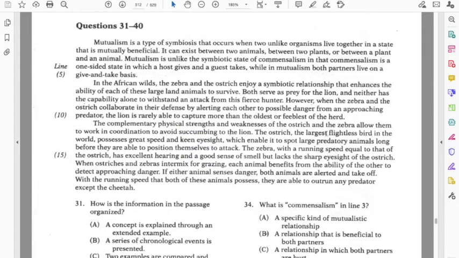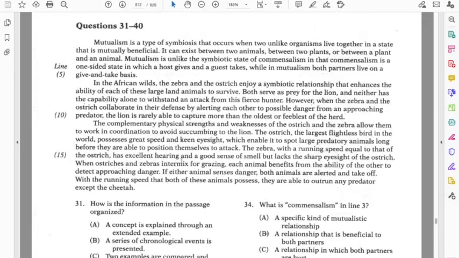The ostrich, the largest flightless bird in the world, possesses great speed and keen eyesight. It can see well, that's fast, which enables it to spot, see large predatory animals, things that are going to eat it, long before they're able to position themselves to attack. The zebra, with a running speed equal to that of the ostrich, has excellent hearing, so the ostrich can see and the zebra can both hear and smell, but it can't see very well.